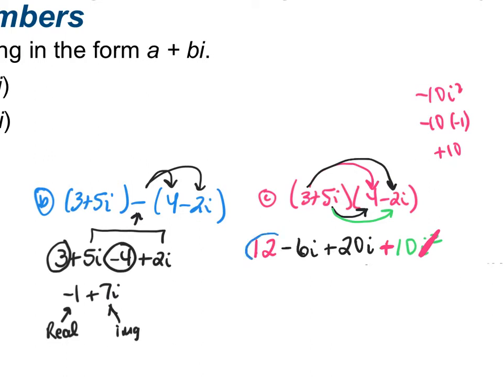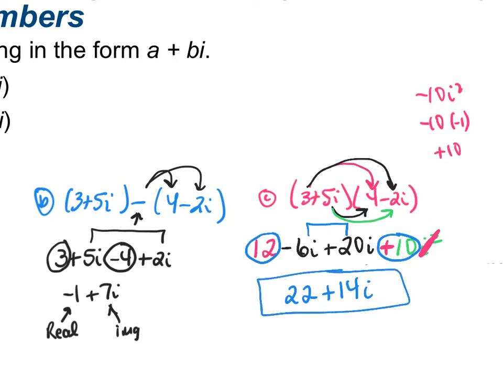So now I deal with my real parts. 12 plus 10 gives me 22, right? And then -6i and a +20i gives me what? +14i. There's my real part. That's my imaginary. Questions?